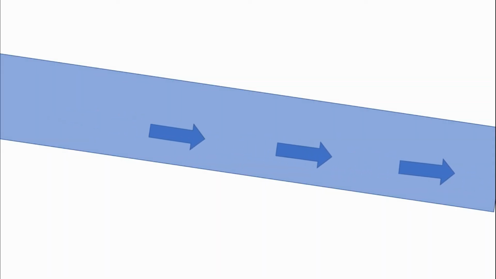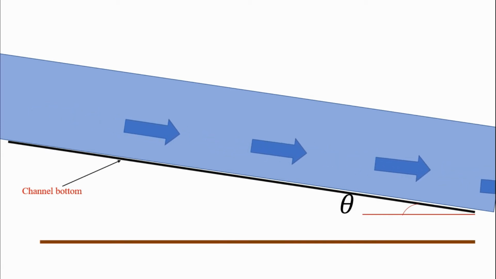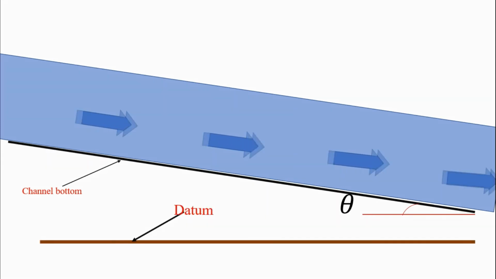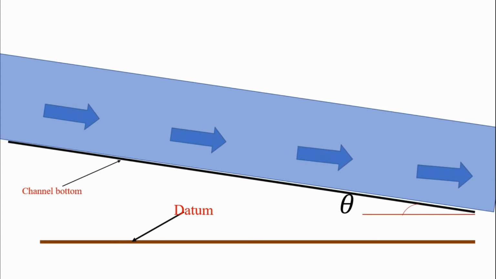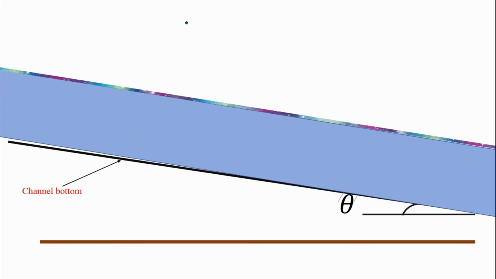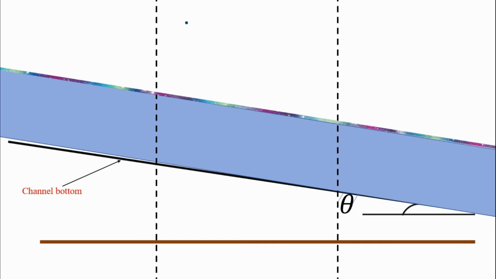Let us consider a channel which is flowing with a velocity v, has a bottom slope of theta, which is located at a height from the datum. Let us consider a section in an open channel flow, that is a channel which is flowing with a free surface at heights of z1 and z2 from datum, and depths of flow, that is the pressure heads in the considered section, y1 and y2.